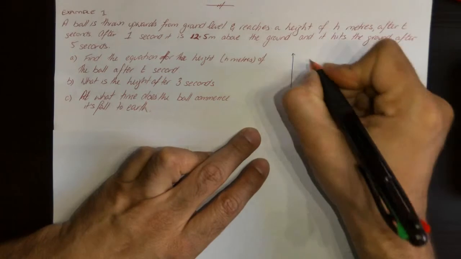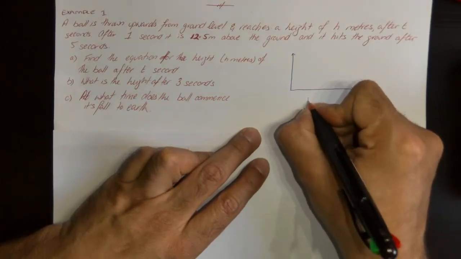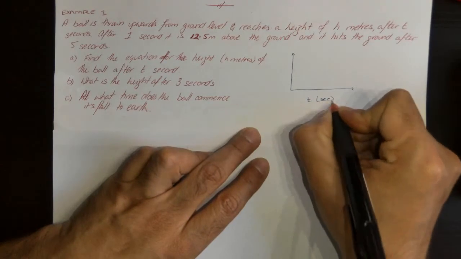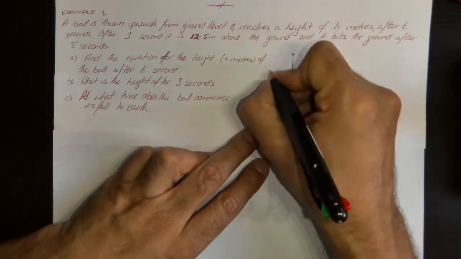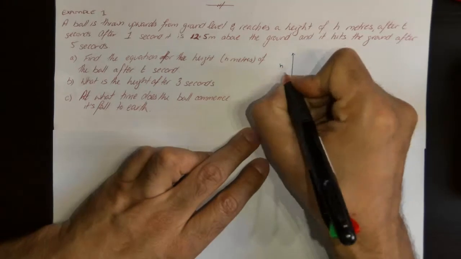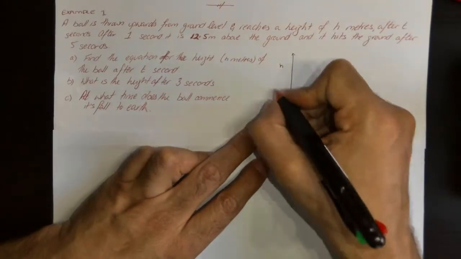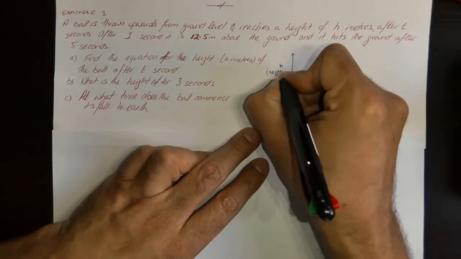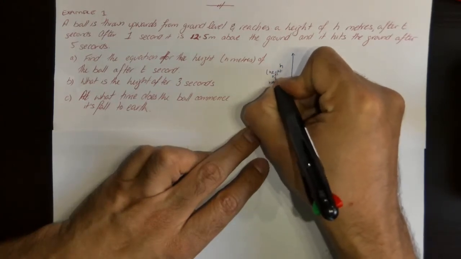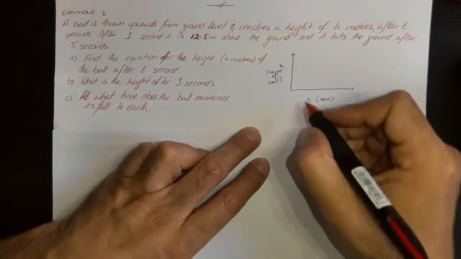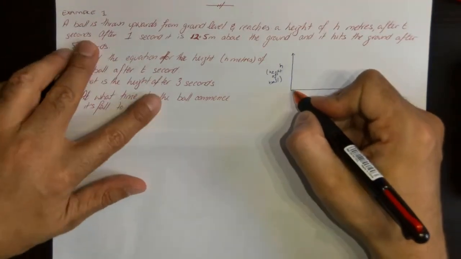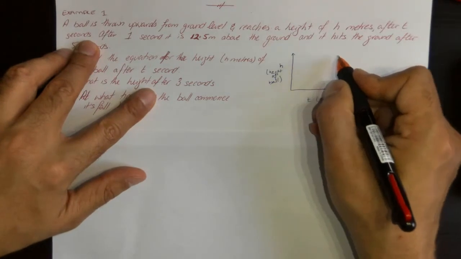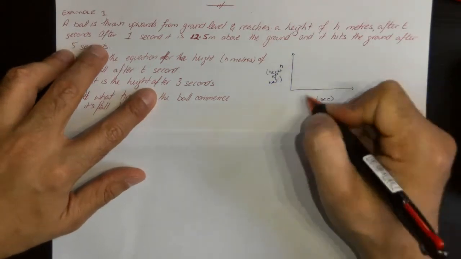I'm going to have my independent variable being the time, so t in seconds. And I'm going to have the height of the ball being my dependent variable. Height of ball. So basically what it's saying is as the ball is thrown up, it reaches a certain point, and then it comes back down, okay? So whatever comes up comes down, okay?